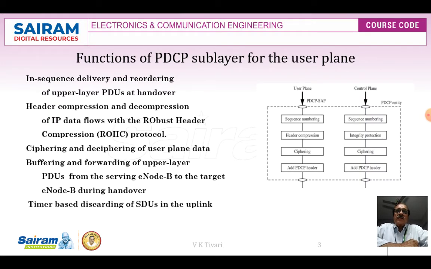Function of PDCP sublayers for the user plane. You can see in the diagram, the user plane is where the PDCP SAP uses sequence numbering, header compression, ciphering, and adds the PDCP header. So this is the part of PDCP in the user plane. In the control plane, it is doing sequence numbering, integrity protection, ciphering, and adding the PDCP header.